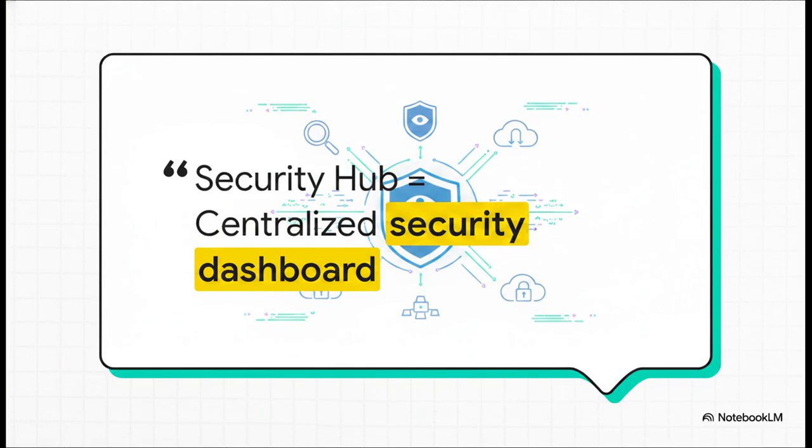Okay, so with GuardDuty, Inspector, and Macie all generating these different security alerts, where do you actually go to look at them? You go to AWS Security Hub. Security Hub is your centralized security dashboard. It acts as a single pane of glass, aggregating all the findings from these different tools into one prioritized place. It just makes your security operations vastly more efficient.